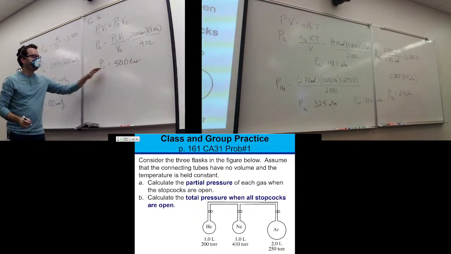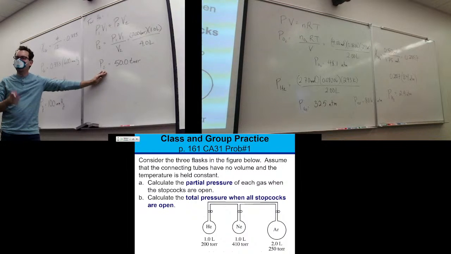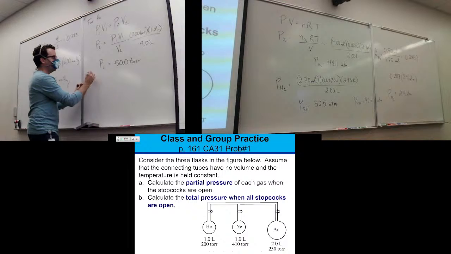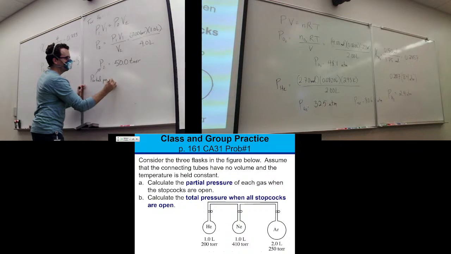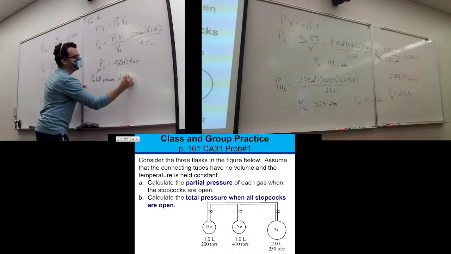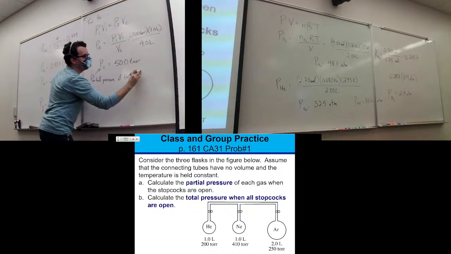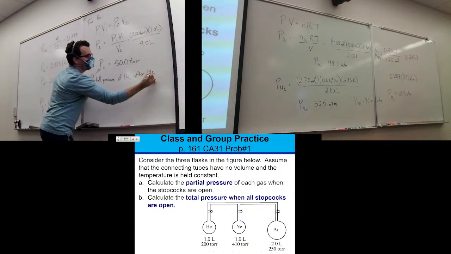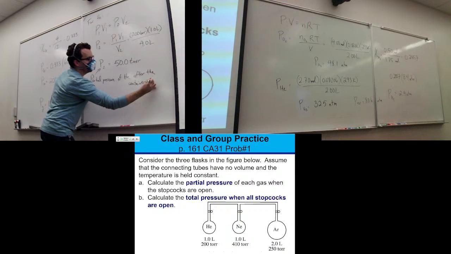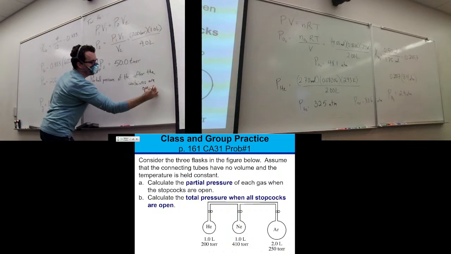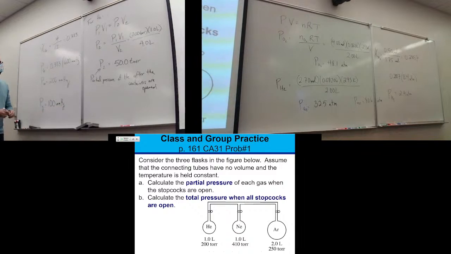Now, that's the new pressure of helium. That's a partial pressure because it's going to be mixed with other gases. But that is the partial pressure of helium after the containers are opened. Okay, so we just need to do the same thing for all the gases.